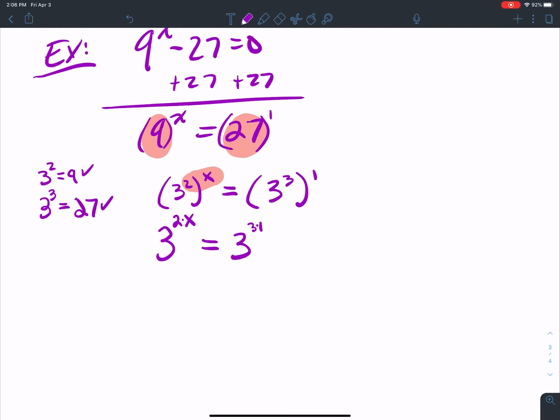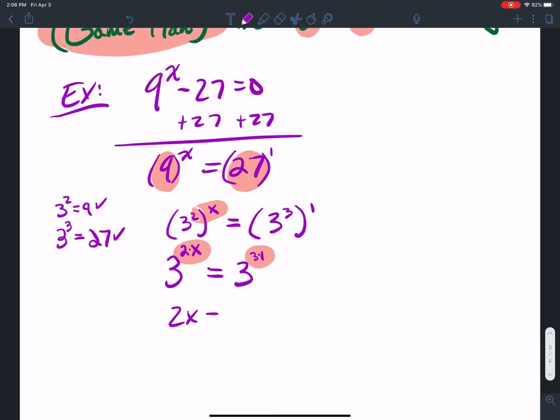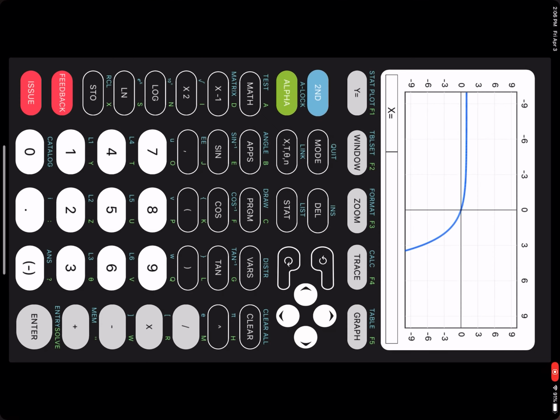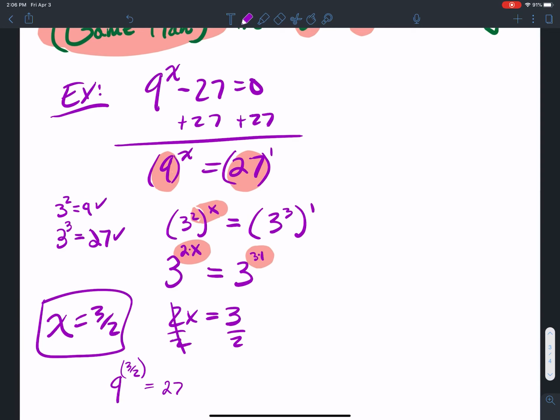Now that I have the same base, what does the game plan say to do? Set the exponents equal to each other. What are my exponents here? 2x and 3. So 2x equals 3. Solve for x, divide by 2, divide by 2. My answer: x equals 3 over 2. How about that? If you type this in the calculator, 9 raised to the 3 over 2, if I plug that in there, I should get 27. Let's see. 9 raised to the parentheses 3 divided by 2, close parentheses, 27. Bingo. So 27 minus 27 is 0. The answer checks out.